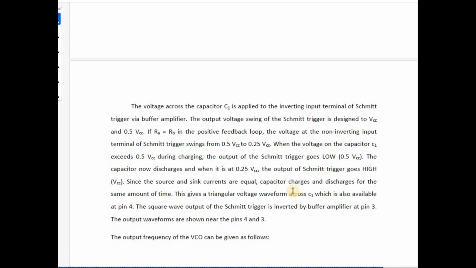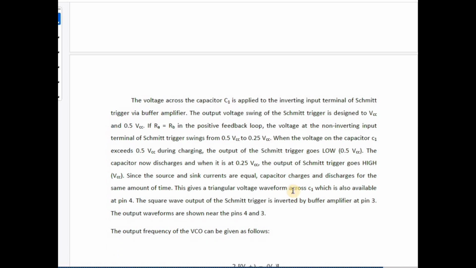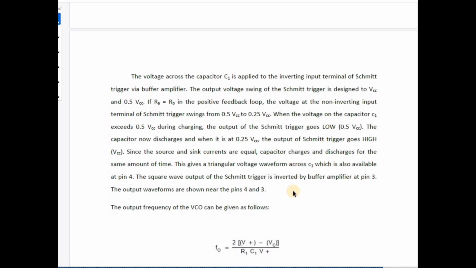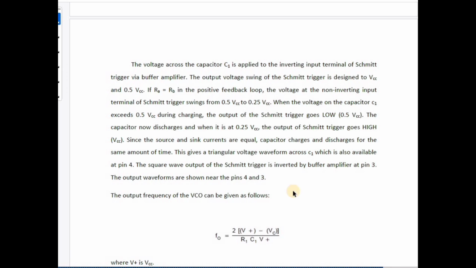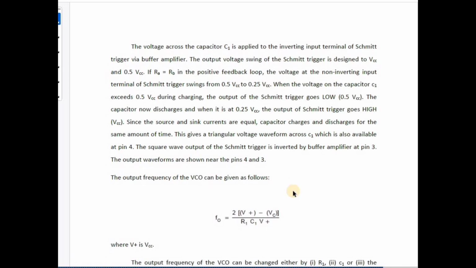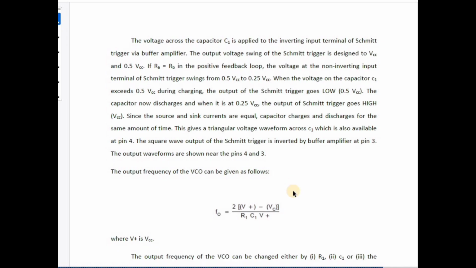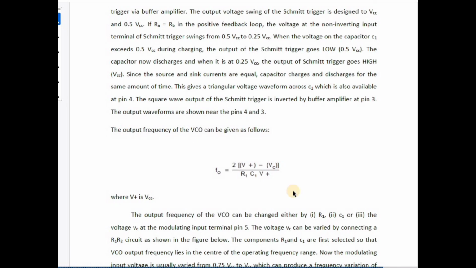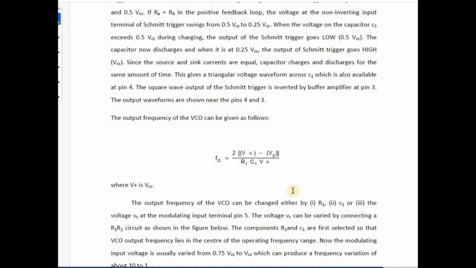Which is also available at the pin 4. The square wave output of the Schmitt trigger is inverted by the buffer amplifier at the pin 3. So you have the output waveforms shown near the pins 4 and 3. We know that F naught is equal to 2 into VCC minus VC divided by R1 C1 VCC. So the output frequency of the VCO can be changed either by R1 C1 or by the modulating input voltage VC.